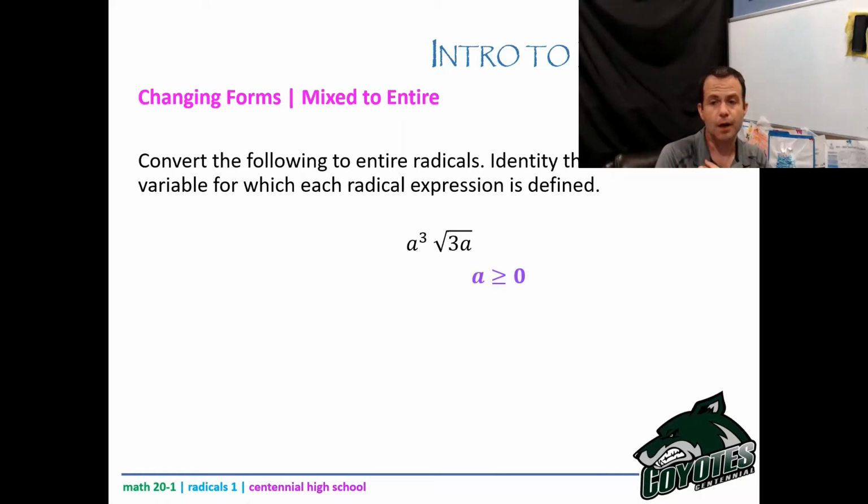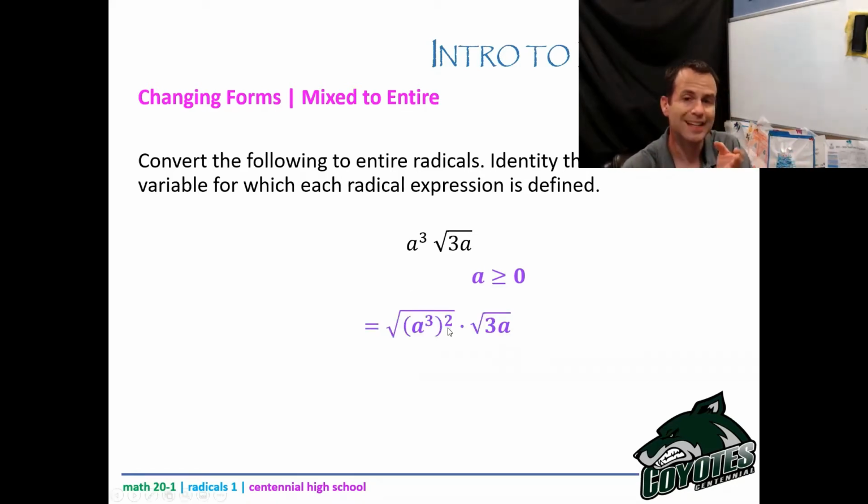Okay, so then back to the previous conversation I was having with you, I want to take this a cubed, and if I want it underneath a square root, I'm going to have to square it. So that's going to be the square root of a cubed squared. Now I have them both underneath a radical, so I can just multiply the radicands together. So a cubed squared is a to the 6, right? So I've got a to the 6 times 3a, so that'll be the square root of 3a to the 7.